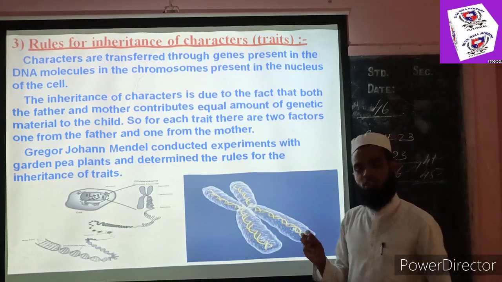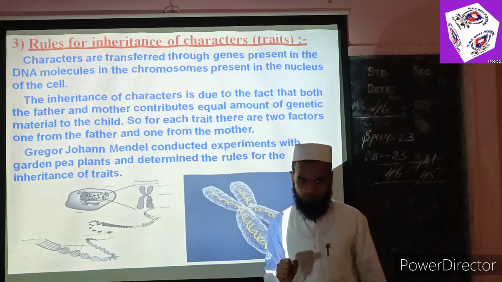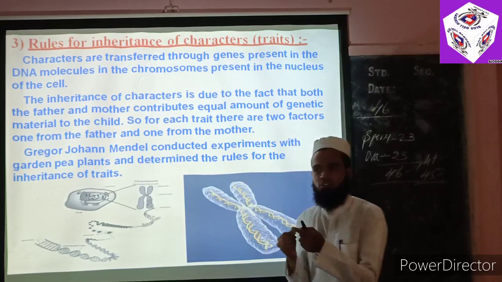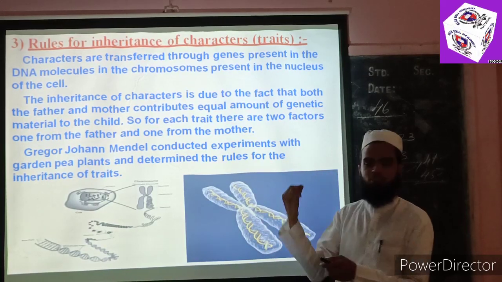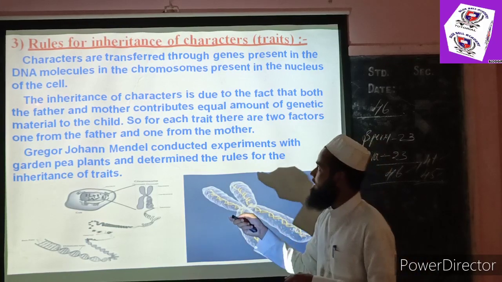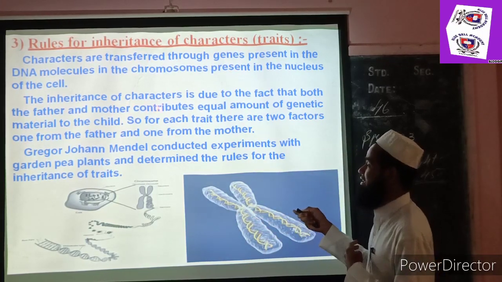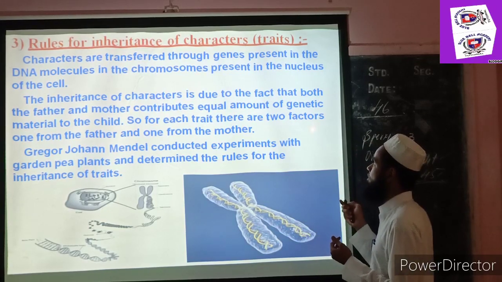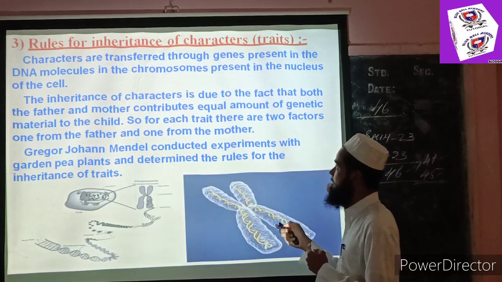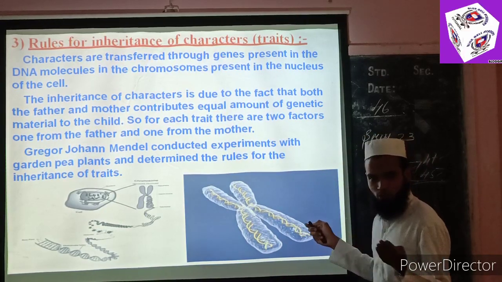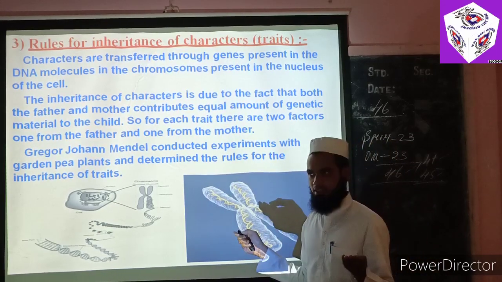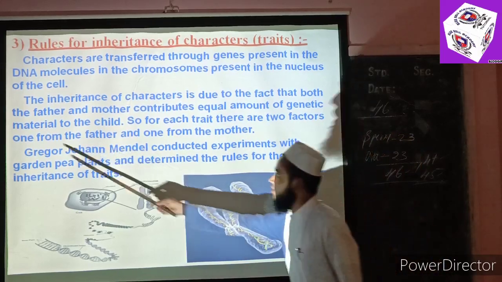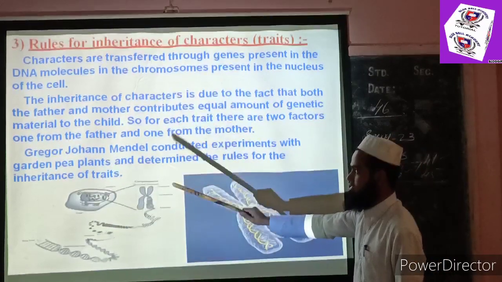In human beings we have totally 50,000 genes, and each gene controls one specific character. And if a small change happens, then only it is responsible for the variation. Let's go through it. The inheritance of the character is due to the fact that both the father and the mother contribute an equal amount of genetic material to the child. So for each trait, as I told you, what is the meaning of the word trait? Character. So for each trait, there are two factors, one from the father and one from the mother.